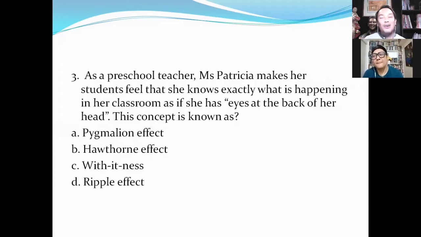Ito yung mga psychological phenomenon na nangyayari sa classroom. Meron tinatawag as Pygmalion effect, Hawthorne effect, with-itness, and ripple effect. Pero ang tanong dito is, ang tingin daw ng mga bata, yung teacher nila ay may mata sa kanyang batok o sa likuran ng kanyang ulo. Nangyayari ito dahil nararamdaman nila na lahat ng gagawin nila sa loob ng silid-aralan ay alam ng teacher.